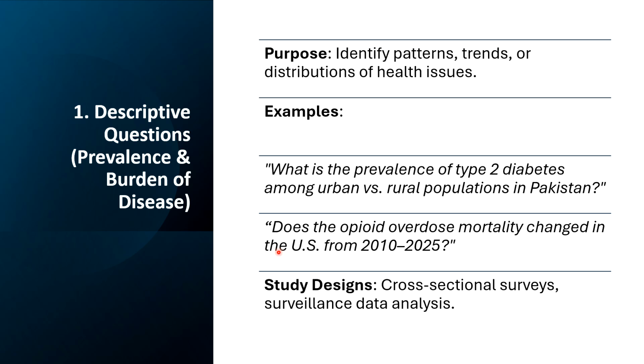So was there a change, or what is the prevalence? These are all descriptive type of question. They are describing what is happening, or what happened. So in prevalence and burden of disease study, we use such kind of questions. The design could be cross-sectional survey or surveillance data analysis.